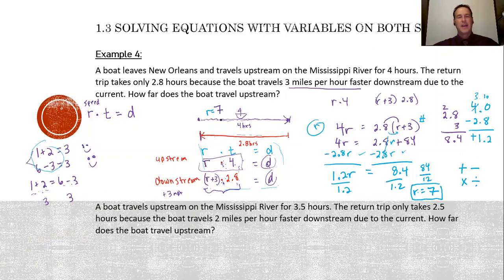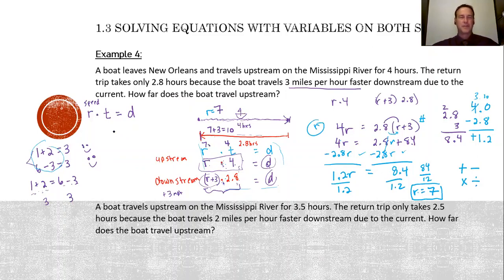And if I'm going downstream, well, the downstream rate was the same as what you had here, plus 3. So the rate downstream is 7 plus 3, which is 10. Now, which one does it ask for? How far does the boat travel upstream? Well, if this was 7 and the time was 4 hours, 7 times 4 is 28.